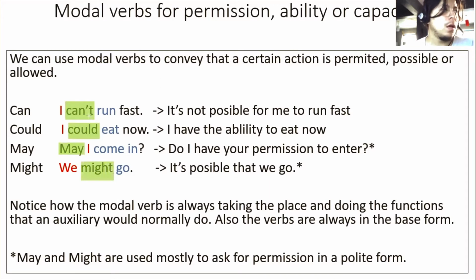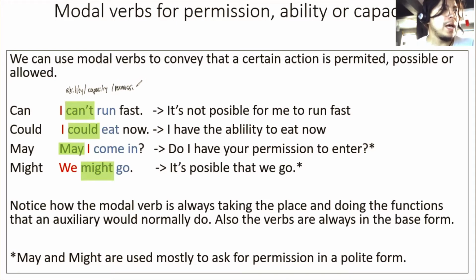Okay? If you say I can't run fast, you're saying it is impossible to run fast, or it is not possible for you, or for me in this case. I can't run fast. It is not possible for me to run fast. When you use the modal verb can, it means ability, capacity, or permission.